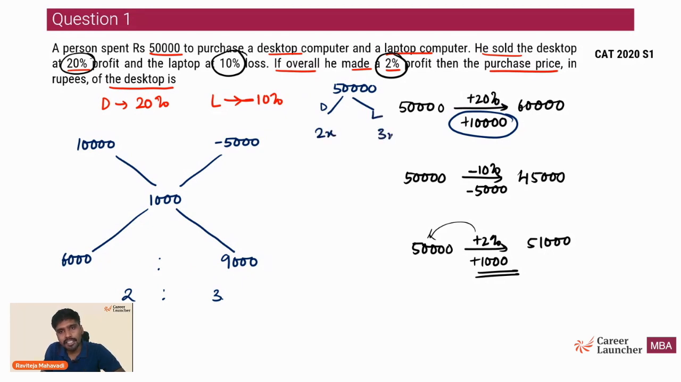That is what we got out of alligation. The ratio of prices is 2 is to 3. If the ratio of prices is 2 is to 3, then we can say that the desktop would have cost 20,000 bucks, while the laptop would have cost 30,000 bucks. That's how you go about it. This is the simplest way of looking at it.